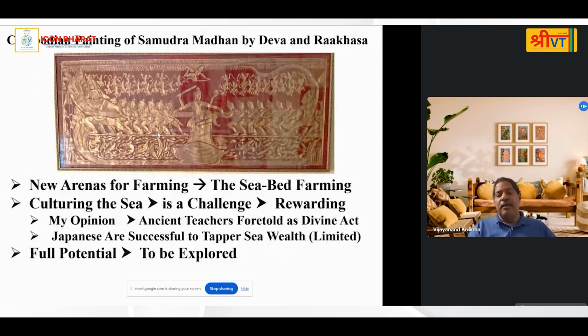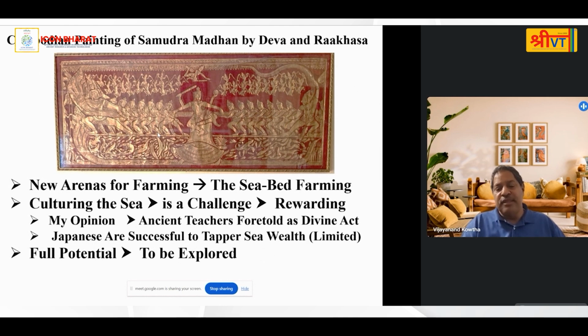For example, in this depiction from the Cambodian painting of Samudra Manthan by Devas and Rakshasas, seabed farming is something that the Japanese are amazing at. They're using successful ways of tapping sea wealth. And of course, our ancient teachers foretold us of what was happening.